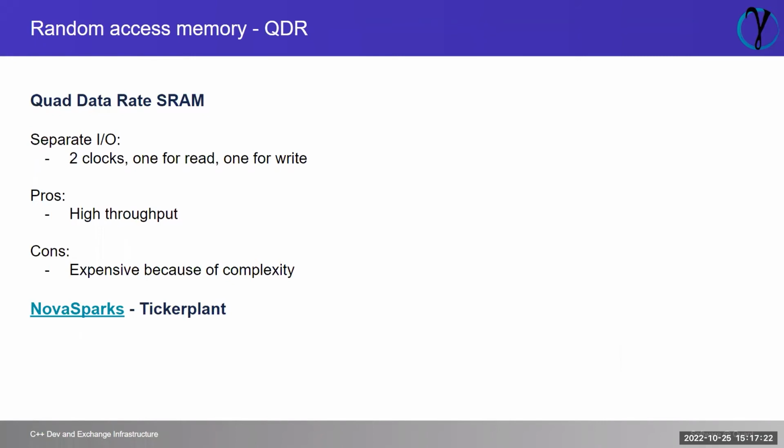If you look at your network cards, FPGAs, they actually sell QDR systems on a PCIe slot that you can plug in for trading. This is stuff you can do. There's not a lot of public information out for this one, but all you need to know is there are two clocks, one for read, one for write. It's got high throughput, but it's expensive. That's about it.